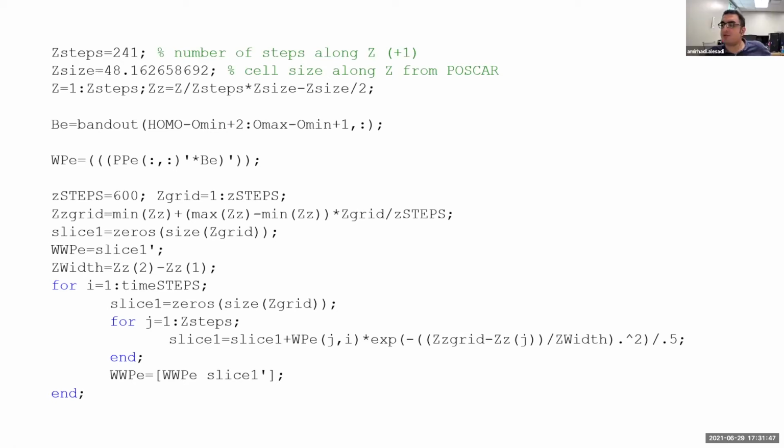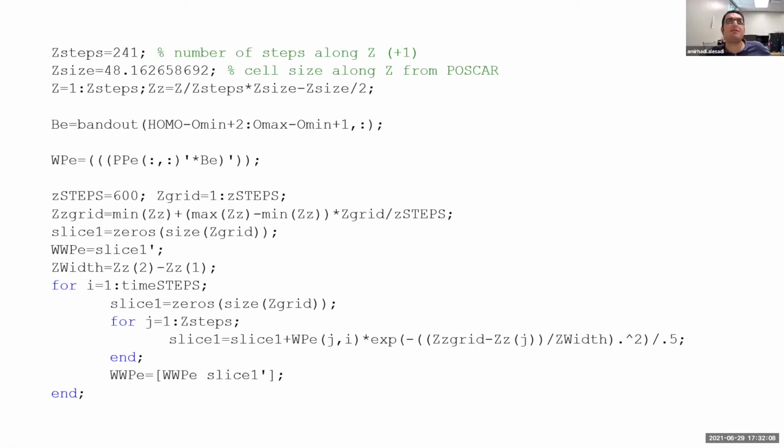I have a question. The Z steps should be equal to the number of columns of the bandout, right? The first one. Yes, I guess they are the same number. You can double check.